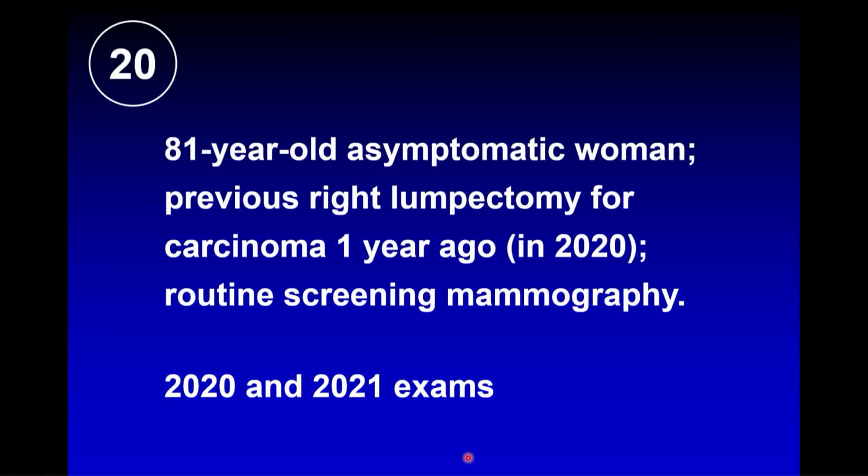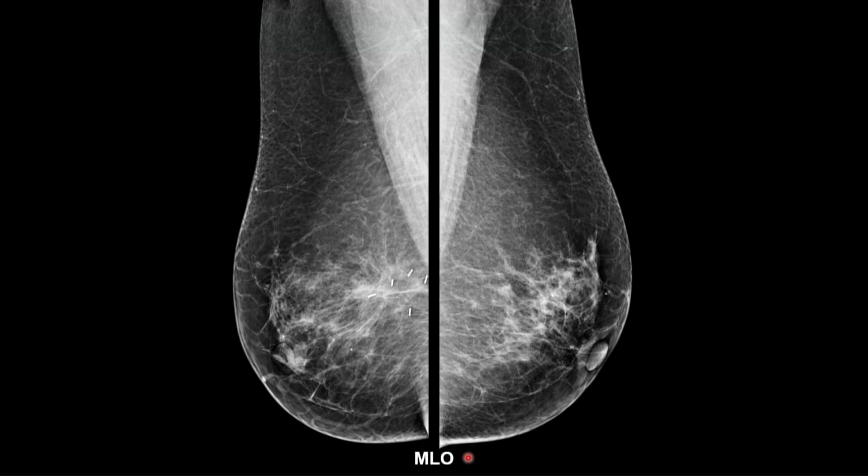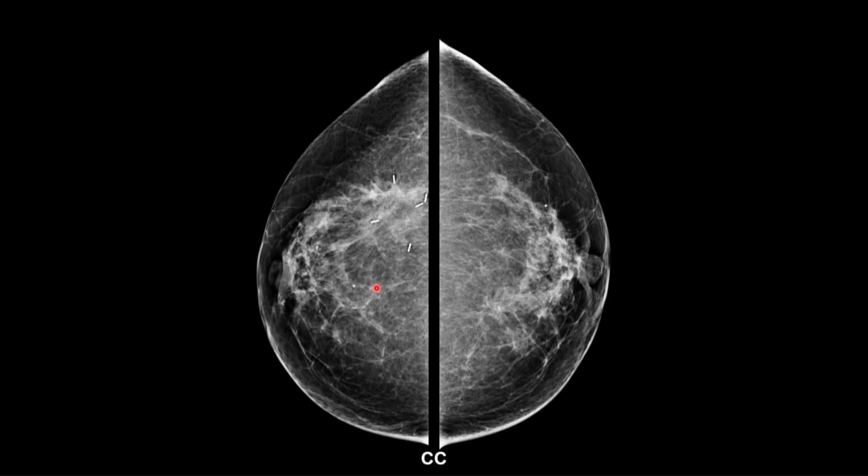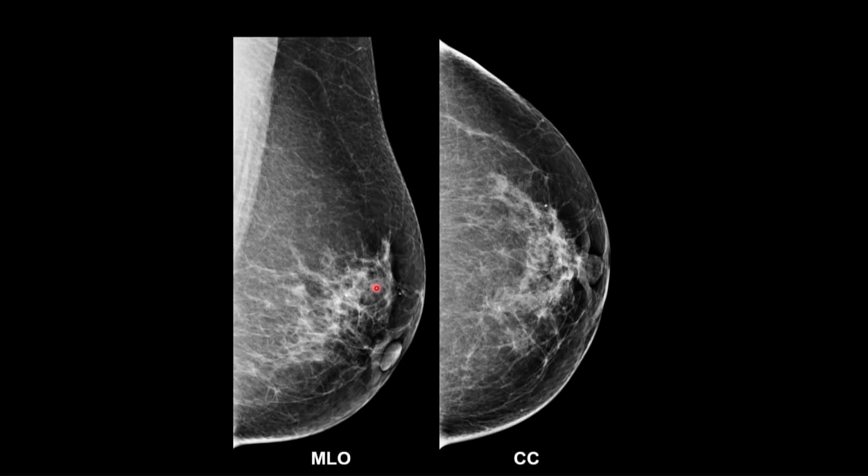Okay, last case. Asymptomatic woman, she's had a lumpectomy on the right a year ago. So this is the lumpectomy side. That's where her scar is. You're going to want to make sure the scar is not getting bigger. But in this case, the finding is in the other breast, as it sometimes is. And there it is.